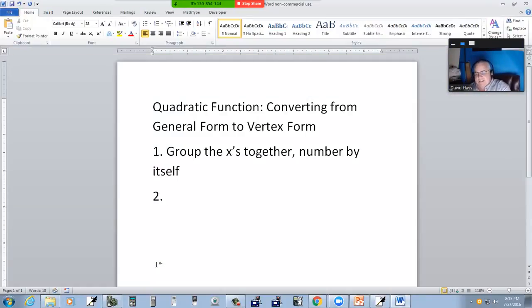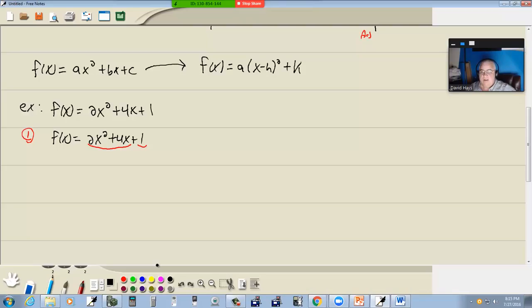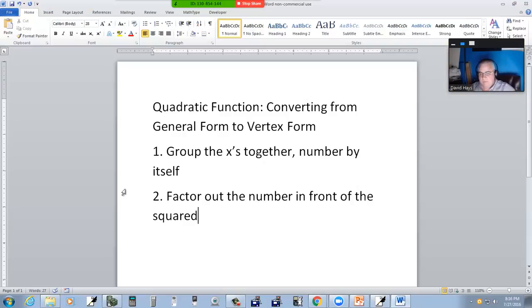I'm going to write this in terms of x's, but you can have any variable. We want to factor out the number in front of the squared, the coefficient. So we're going to factor out a 2, and that gives us x squared plus 2x plus 1. And then we want to complete the square on what is inside the parentheses.